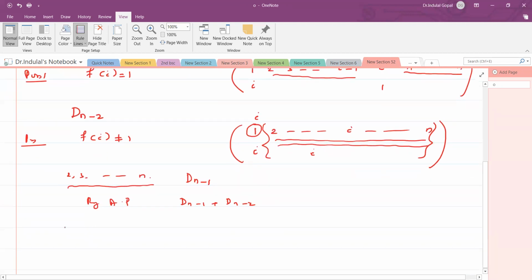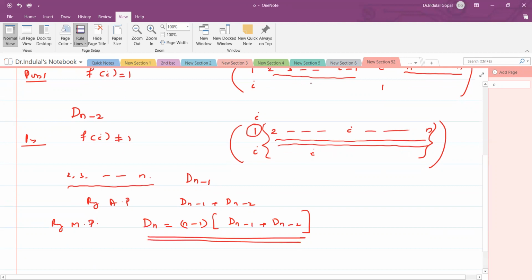And as i varies, by the multiplication principle, the total number of derangements on n symbols, dn, is equal to, since i can have n minus 1 values, n minus 1 into (dn minus 1 plus dn minus 2). This is the first problem.